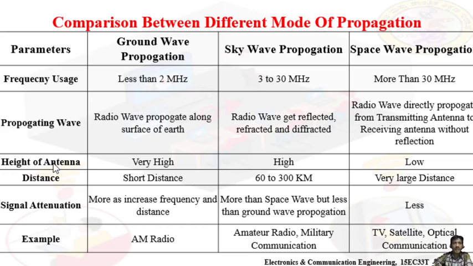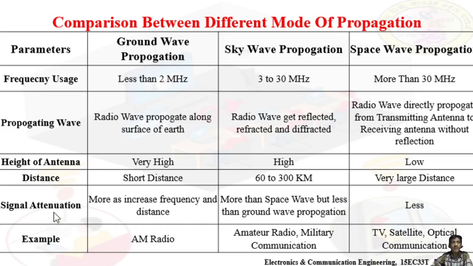The height of the antenna in ground wave propagation is very high, sky wave high, and the space wave is low. For distance coverage, the ground wave has short distance coverage, sky wave propagation covers 60 to 300 km, and space wave propagation covers very long distances. For long distance communication we use space wave propagation.